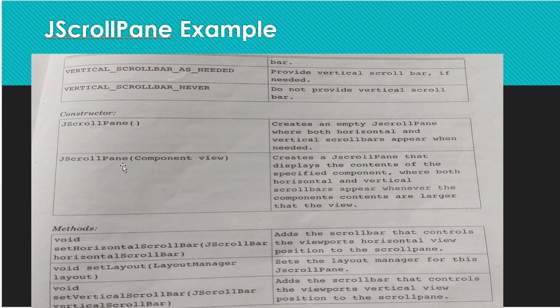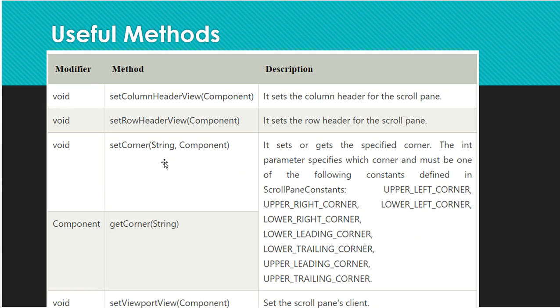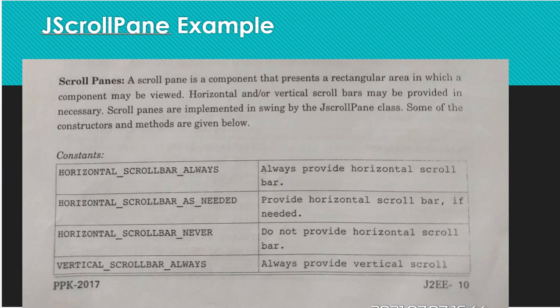Okay, these are the two constructors: JScrollPane default, and JScrollPane with a view component. Once again I will explain. You may ask the question why I am skipping. No, I am not skipping. Here, horizontal scroll bar, vertical scroll bar, you have already seen that one.